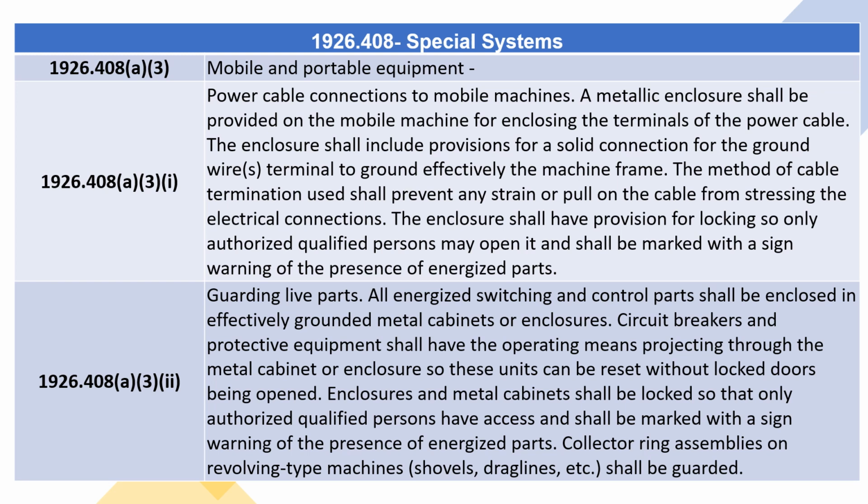1926.408, A3, 2, Guarding live parts. All energized switching and control parts shall be enclosed in effectively grounded metal cabinets or enclosures. Circuit breakers and protective equipment shall have the operating means projecting through the metal cabinet or enclosure so these units can be reset without locked doors being opened. Enclosures and metal cabinets shall be locked so that only authorized qualified persons have access and shall be marked with a sign warning of the presence of energized parts. Collector ring assemblies on revolving type machines, shovels, draglines, etc., shall be guarded.